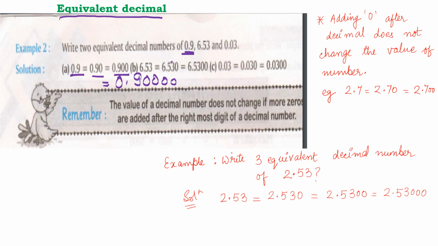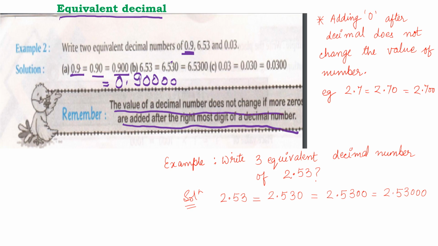What we are doing: after the decimal there is a digit, and after that you can add as many zeros. No change will happen in the value. So the value of a decimal number does not change if more zeros are added after the rightmost digit of a decimal number.